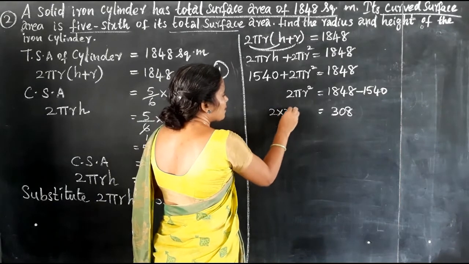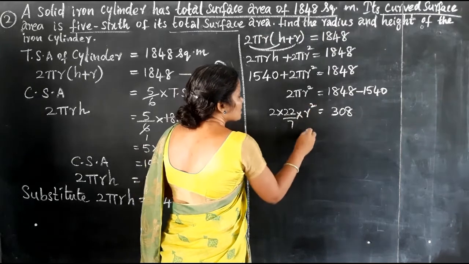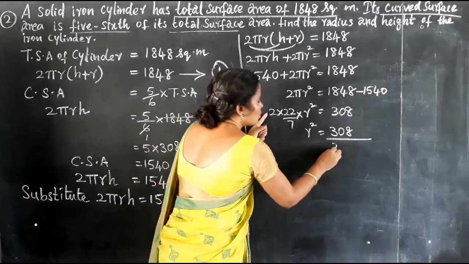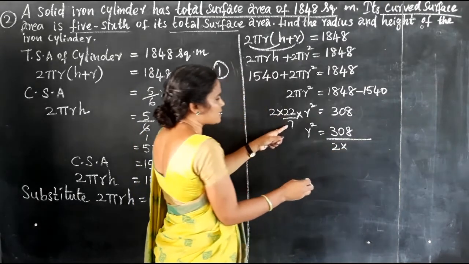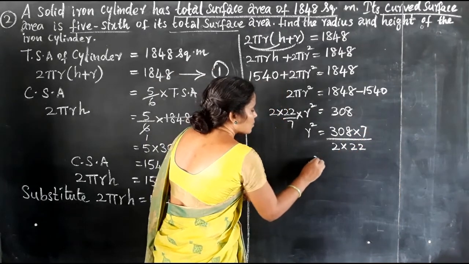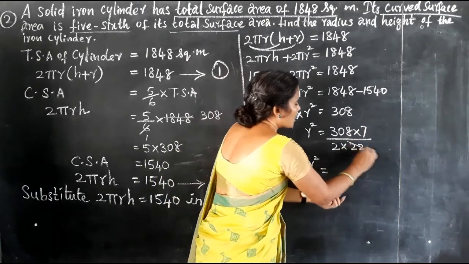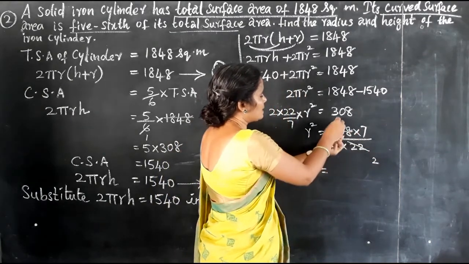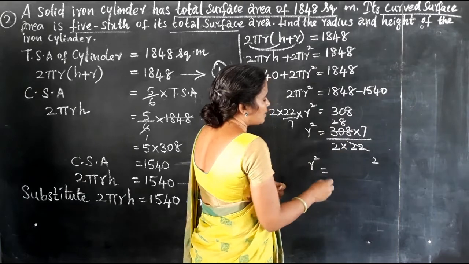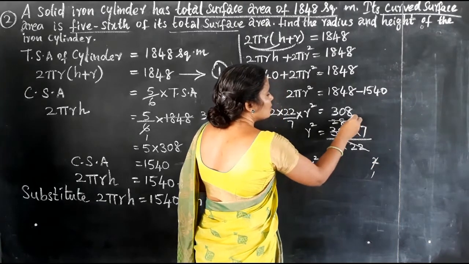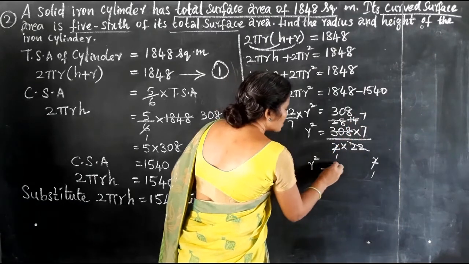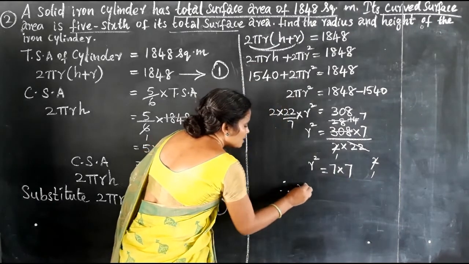2 into 22 by 7 into r square. So r square is equal to 308 divided by 2 into 22 by 7. So it will become 7 by 22. Now r square is equal to 11 twos are 22, 11 ones are 11, 11 twos are 22, remaining 8, 11 eights are 88. So that gives 7 into 7. So therefore r is equal to 7.